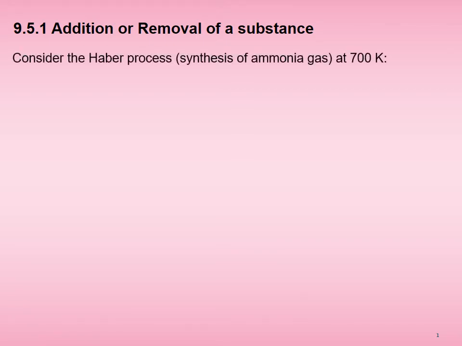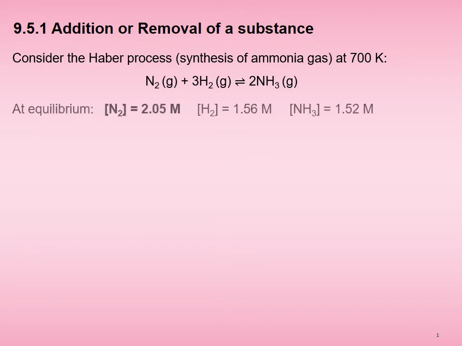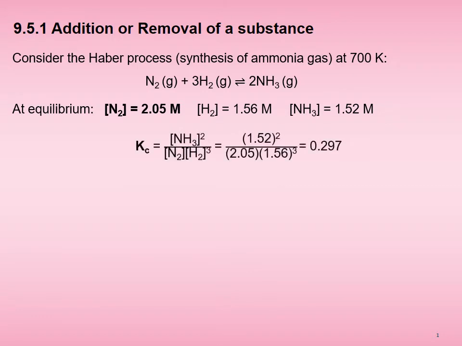Consider the Haber process, which is the synthesis of ammonia gas at 700 Kelvin, where 1 mole of gaseous N2 reacts with 3 moles of gaseous H2 to give 2 moles of gaseous NH3. We are given equilibrium concentrations of all three species. Upon writing the Kc expression or formula and substituting these equilibrium concentrations into the formula, we get 0.297.